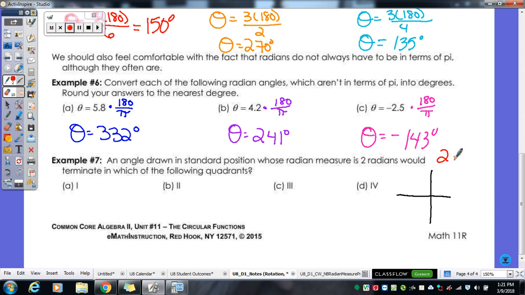So you want to do like what we were just doing. Turn it into degrees. So do 2 times 180 over pi. That's 115 degrees. So what quadrant would 115 be in? Quadrant 2.